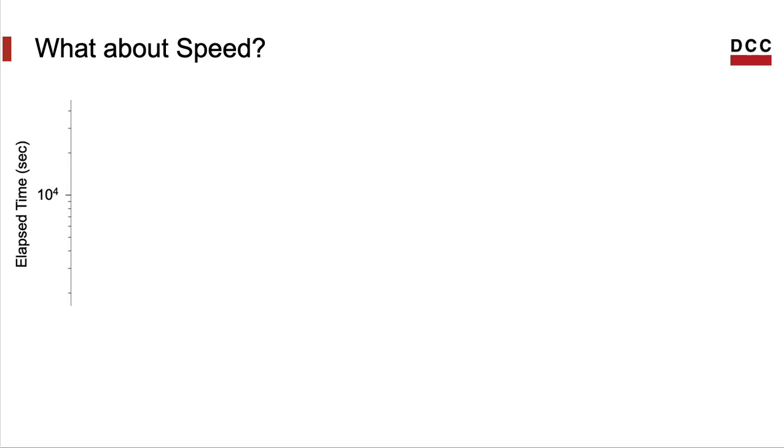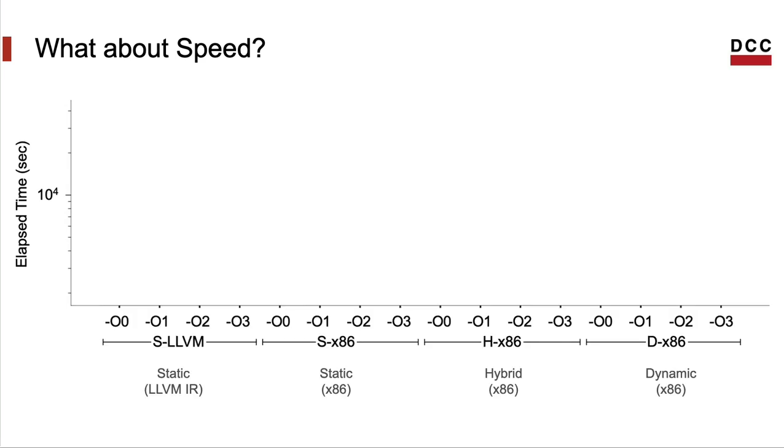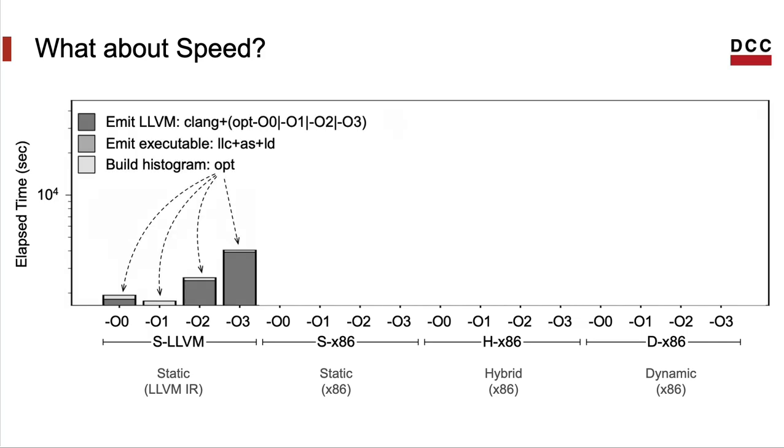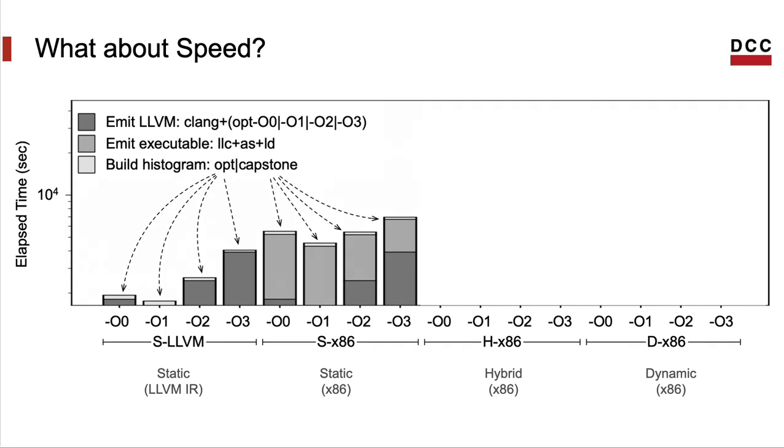What about the time to run classification? To answer this question, we can look into how long it takes to carry out static, hybrid, and dynamic classification using the different paradigms we have in this paper. So, in the case of the LVM static classifier, all that we need to do is to extract the LVMIR of programs. There is no need to generate an assembly file, much less to run it. Using the x86 static classifier, we must produce an assembly and analyze it. We do it using Capstone, so there is a small overhead to build the histograms.